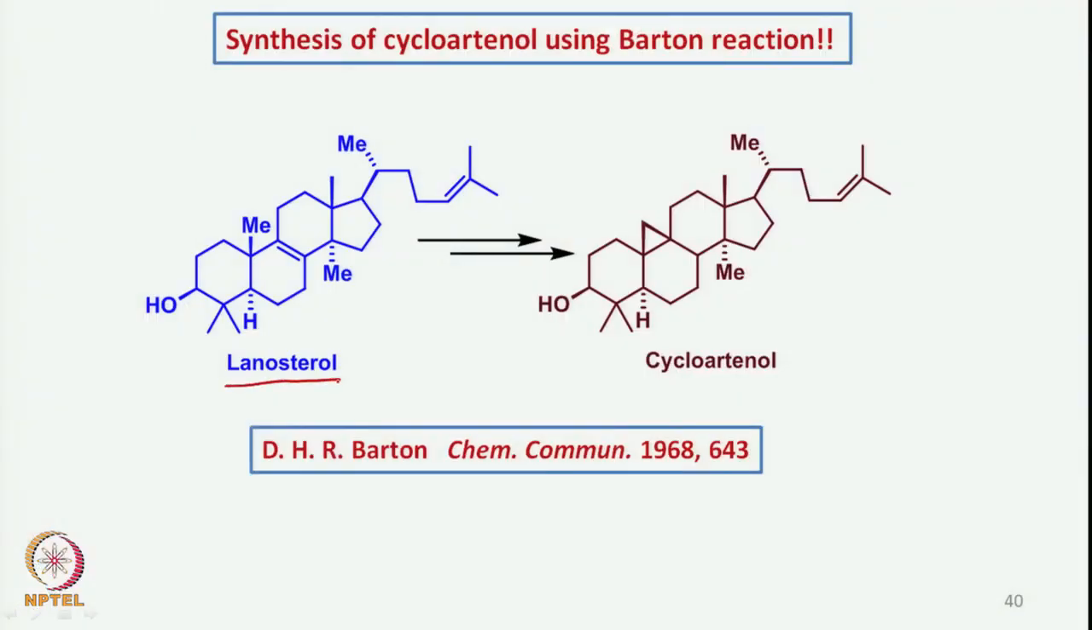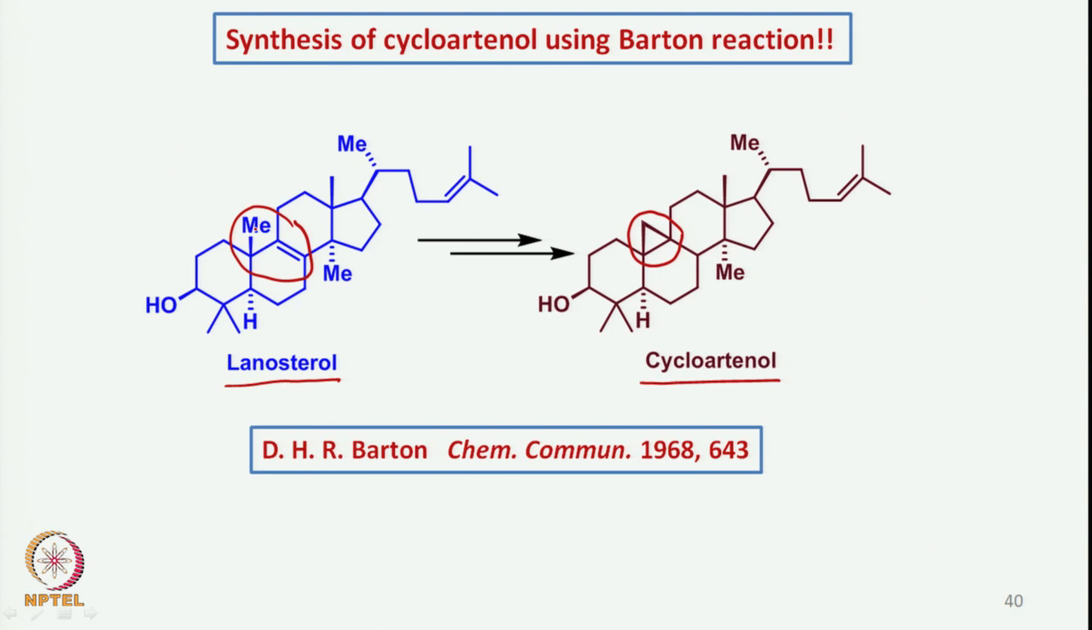Now, there is another very celebrated example of converting one of the steroid molecules called lanosterol to the corresponding molecule which is called cycloartenol. If you look at the two molecules, you can see the difference. The only difference that you can see is that there is a cyclopropane ring here, whereas that is not the case here. So, there is a double bond which is present here, and there is a methyl group that is present there in the lanosterol, whereas that is not the case. Otherwise, the rest of the part is exactly the same.